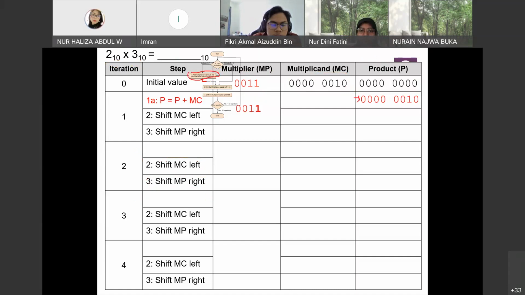After that, where are you going to go? You're going to go to 2. 2 means shift MC to the left. Where is MC? This is your MC. You're going to move 1 bit to the left. So where do you want to move? This one is going out, it's already kicked out there. And here will be moved to this, here will be moved to here, here will be moved to here, and here will be moved to this.